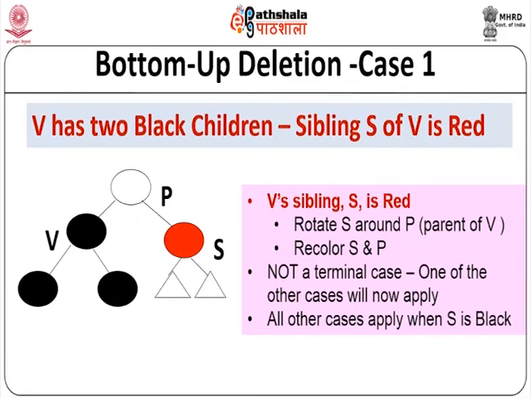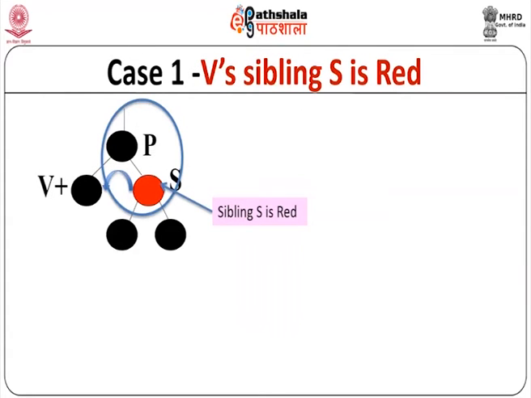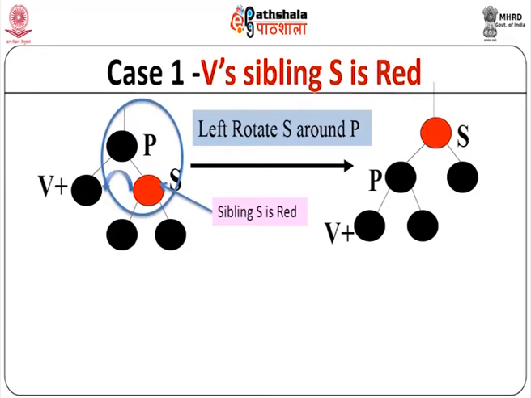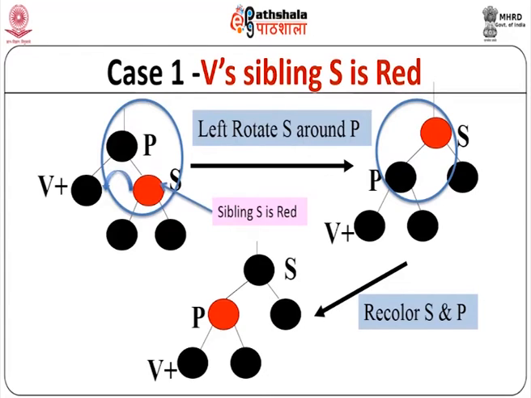So, when V has 2 black children and the sibling is red, we rotate S about P, that means it is a left rotation, rotate S about P, where P is the parent of V, and recolor S and P. So, we left rotate S about P, and we get this. Then we recolor S and P, and so this is the final tree. So, what did we do? We left rotated S about P and recolored S and P, interchanging the colors of S and P. So, this is when V's sibling S is red.